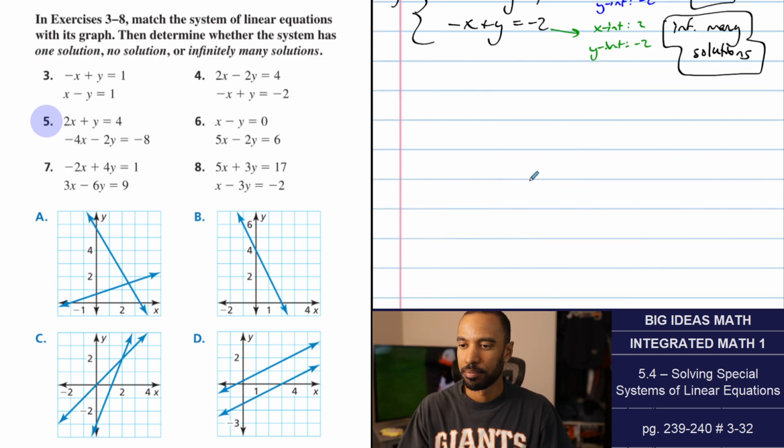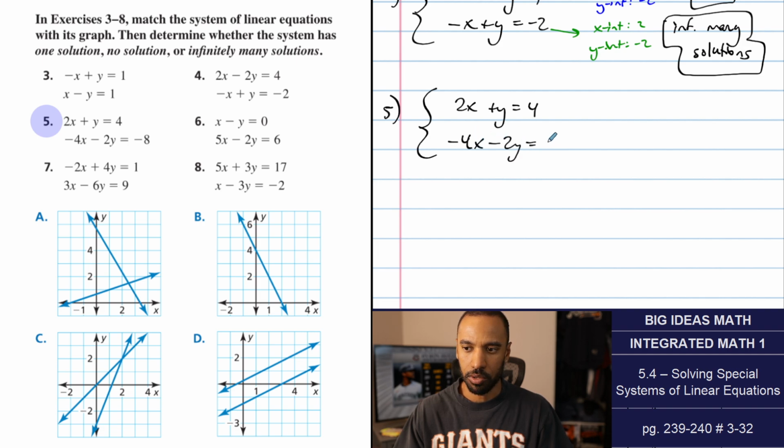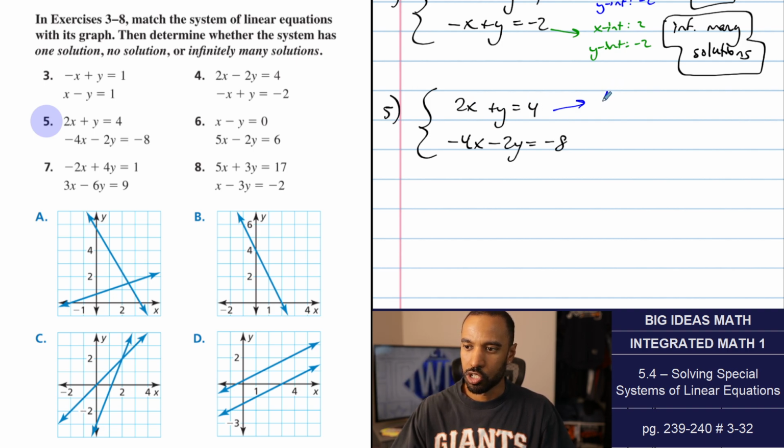Number 5. Number 5, we have 2x plus y equals 4. Negative 4x minus 2y equals negative 8. Once again, we live in a set where I can determine x and y-intercepts by dividing by coefficient value by the constant over there. So my x-intercept will be 2. My y-intercept will be 4.